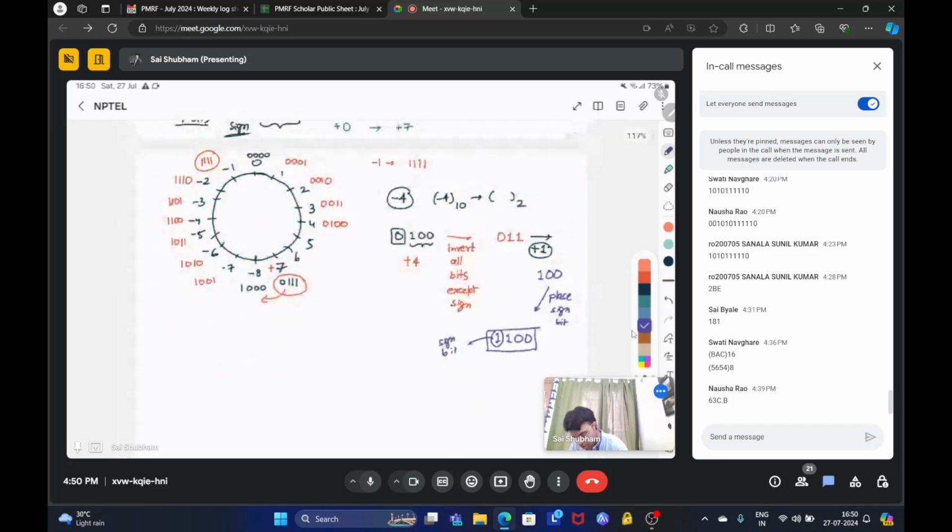Fine. So this is how you convert. First you will ignore the sign bit. Then you will consider only the rest of the bits. Then you will invert them. Then you will add 1, and then you will place the sign bit. Okay. So this is how you will convert a positive number to negative number.